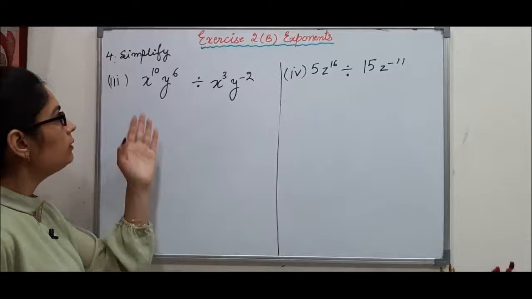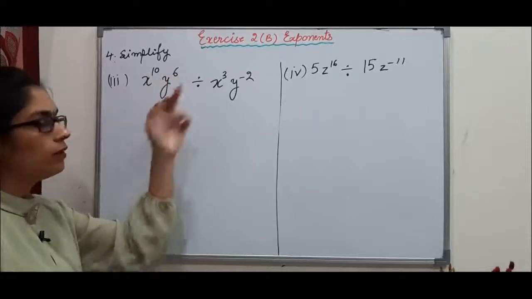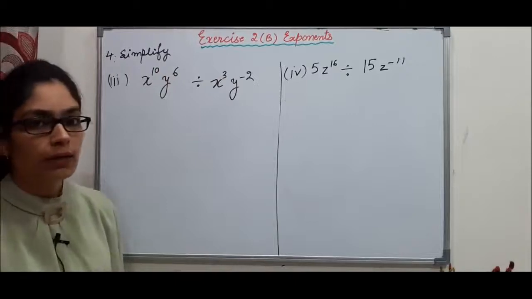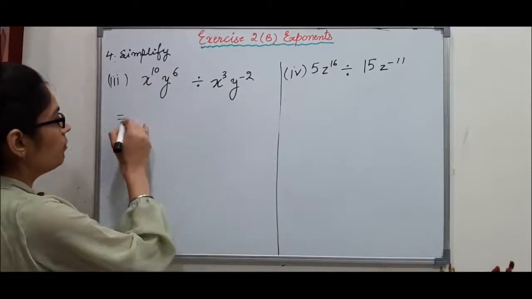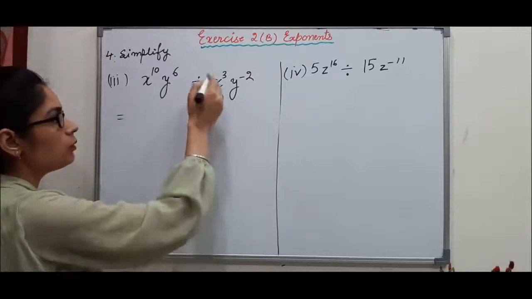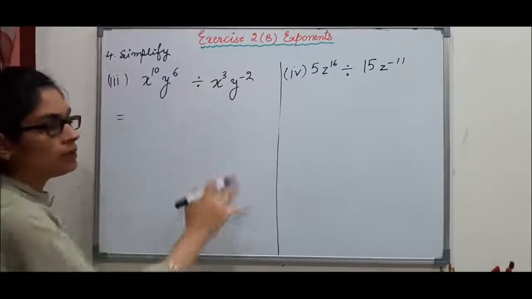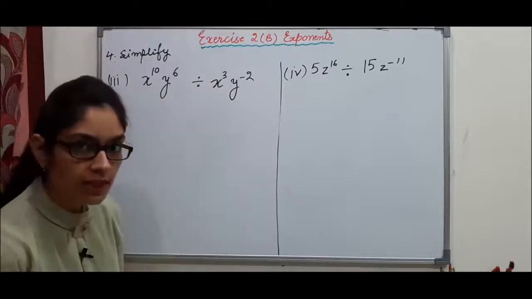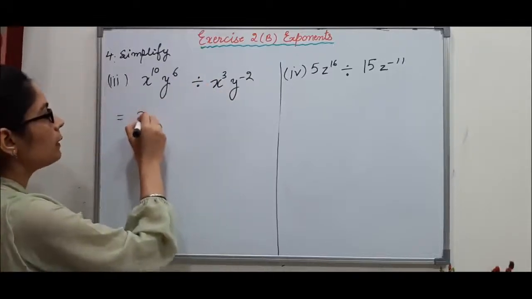In third part, it's x to the power 10, y to the power 6 divided by x to the power 3, y to the power minus 2. Here we can see both the bases are same. Both the bases are same, so we can just keep it in this way. See, bases are same and they are getting divided. If bases are same and they are getting divided, we can subtract the powers.